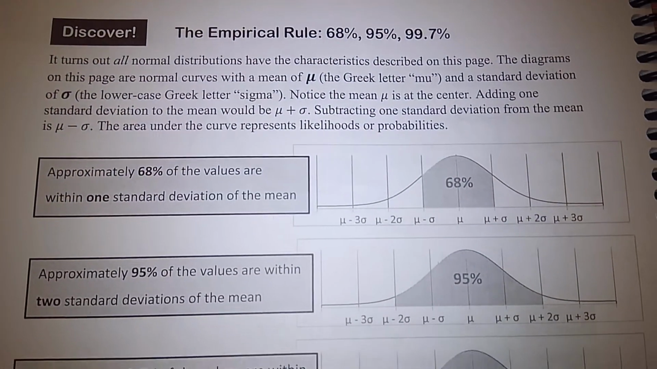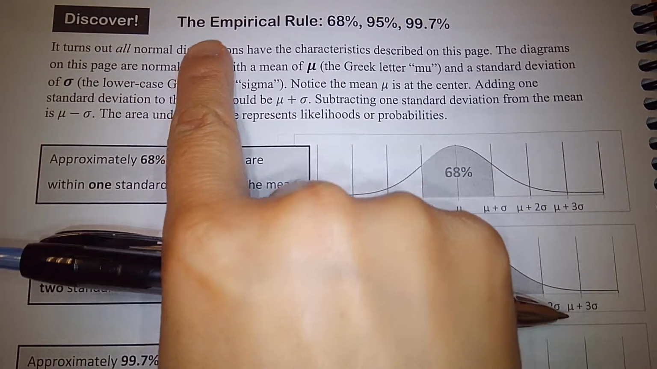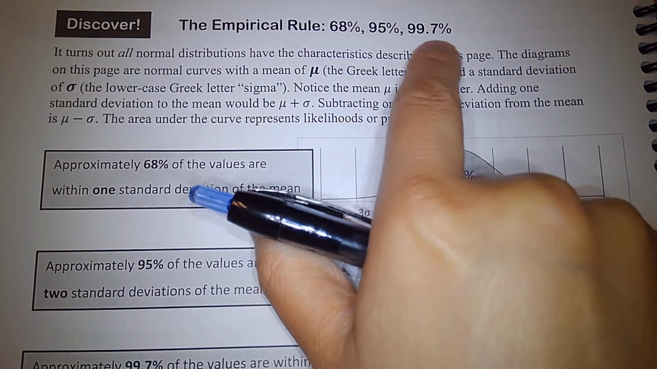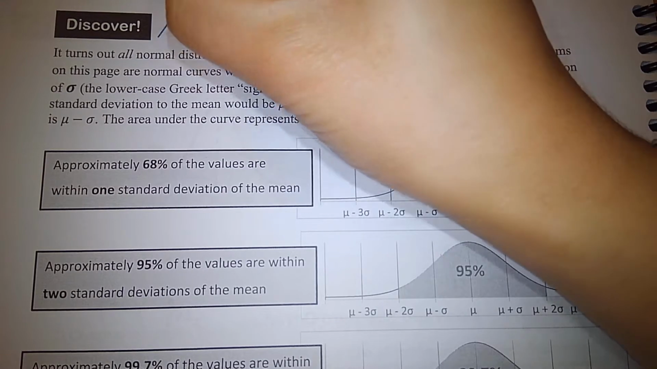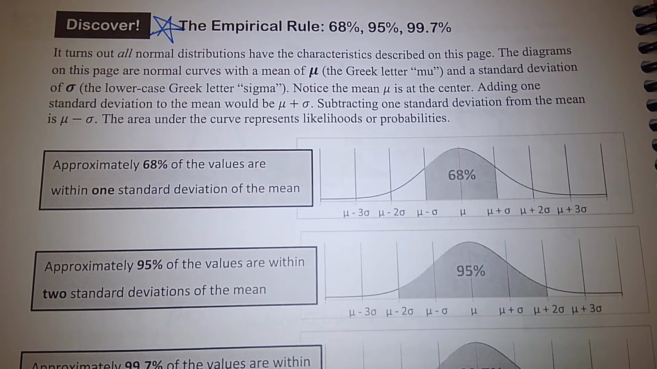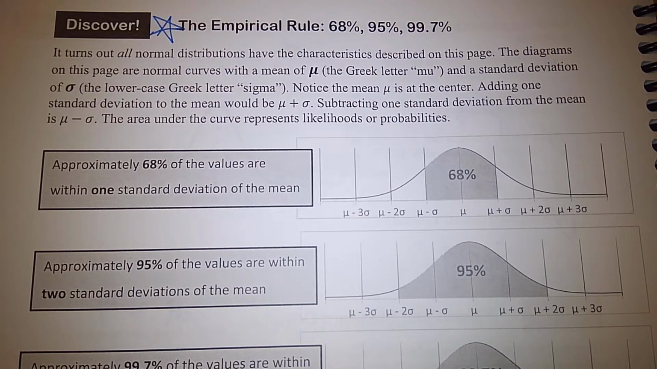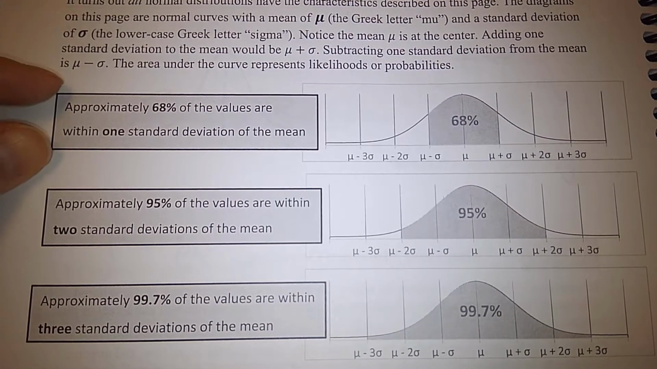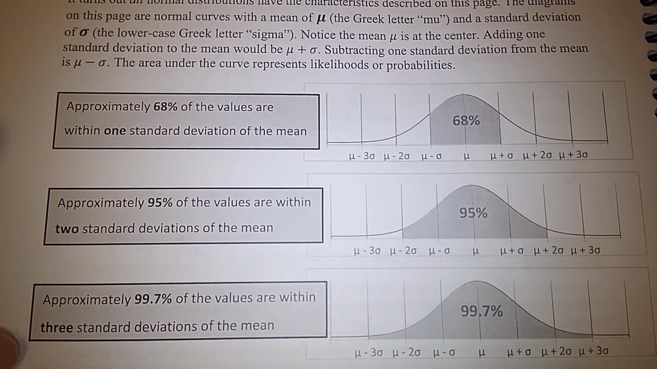Empirical rule: 68%, 95%, 99.7%. I would say this part is very important. So, what are these rules? I'm going to ask a volunteer to read this paragraph and all of the 3 gray boxes for us.